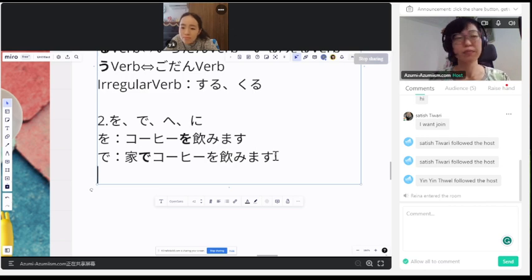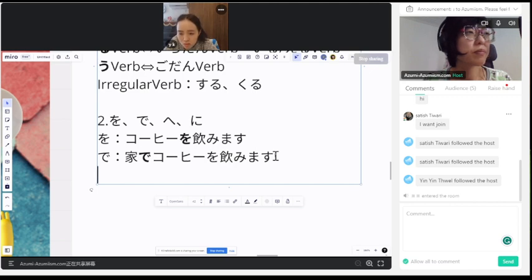The next particle is ni. Now, ni is a fun one. It can be used in so many ways, but the two ways we're going to be covering today are: it marks the time an activity takes place, it can mark the time something happens, or it can mark movement towards a goal. Not always physical, but mostly physical movement.